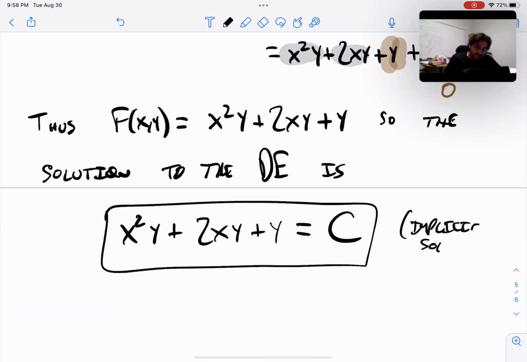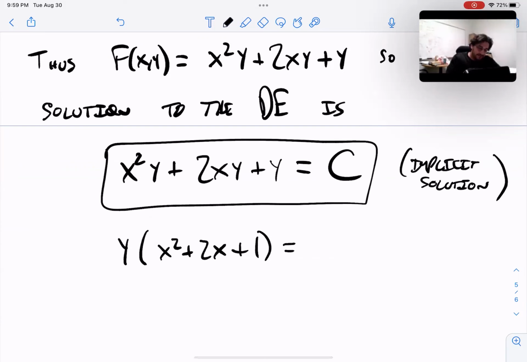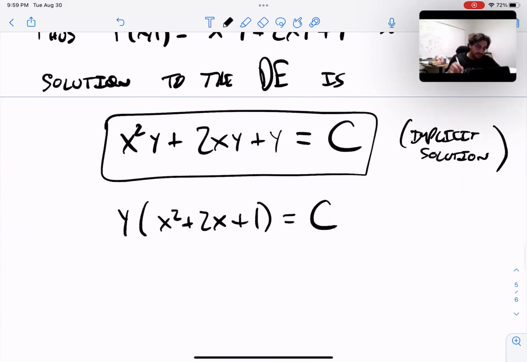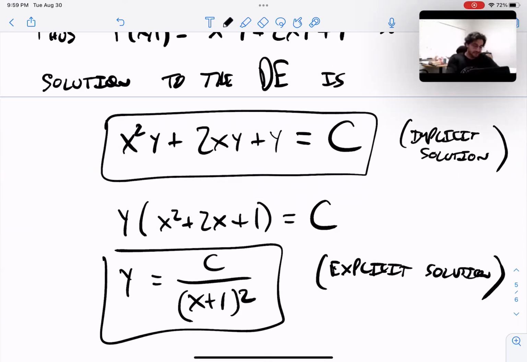And sometimes when you do this, you're just kind of stuck there, you just stay there because there's not much you can do. Here, I can do a little bit of algebra and actually turn this into an explicit solution, right? If you solve for y, then that's an explicit solution. So I could say this is y times, you can factor out that y, right? And then I could say this is y equals c over, this is actually (x plus 1) squared, right? So I could actually factor that, and now this is an explicit solution. Sometimes the algebra is too weird and that last step isn't possible, but you can still get an implicit solution at least. So there we go.